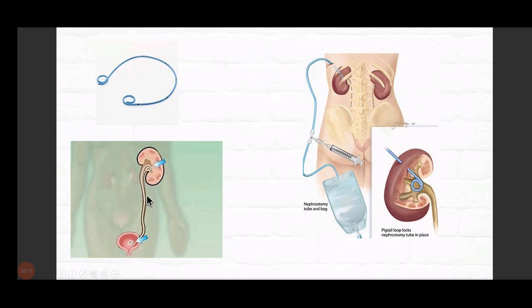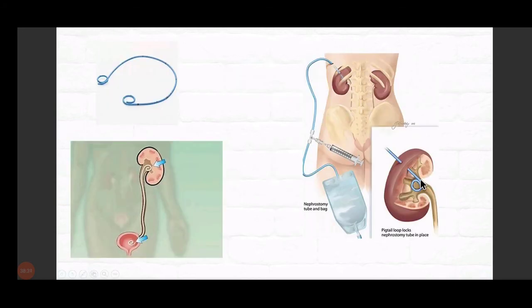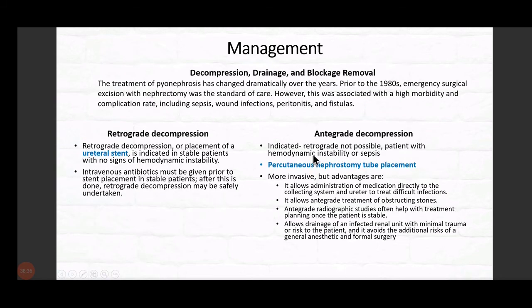What is the purpose? The purpose is to bypass the obstruction and ensure that whatever system is infected gets drained. But this has to be done in the presence of antibiotics. You have to start antibiotics first, because any intervention can give rise to a flare-up. And in antegrade decompression you put a PCN. It is known as a PCN, percutaneous nephrostomy, through the kidney.